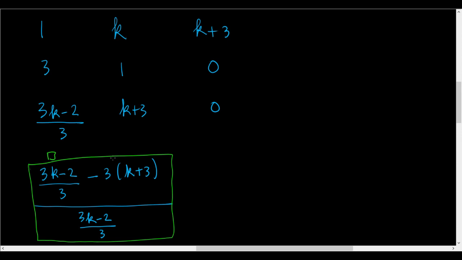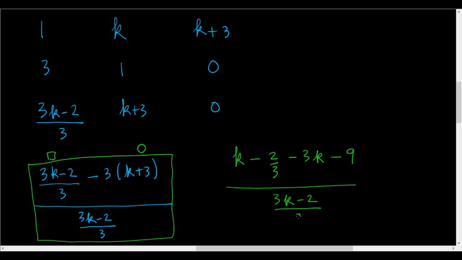Okay, now for the next one, of course we will just have 0, because this time 0, this time 0. So that's all we'll have. And then after that, let us simplify this expression here a bit. So we will have k minus 2/3, minus 3k, minus 9 by 3k minus 2 over 3. Okay, that's what we'll have.